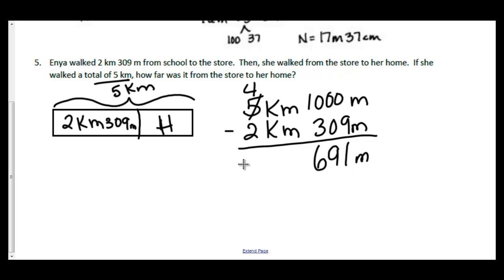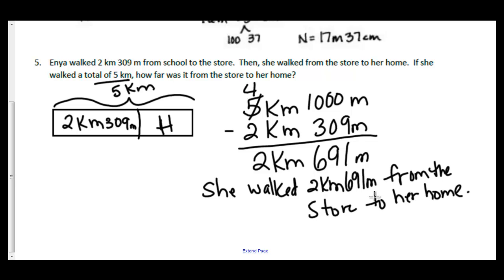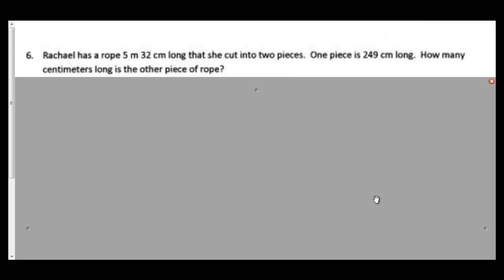All right, so now I've just got 4 minus 2 kilometers, which is 2 kilometers, 691 meters. So my answer would be, she walked 2 kilometers, 691 meters from the store to her. All right, let's take a look at the next one.